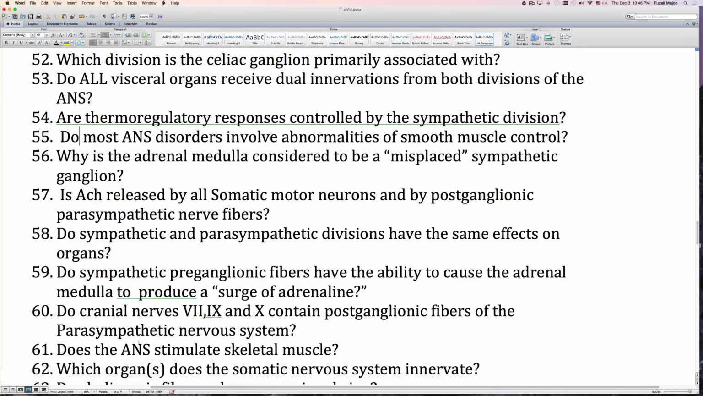Number 65. What is another name for the craniosacral division? There could actually be two answers for this. Number 66. Does information get transmitted at the synapse of autonomic ganglia from preganglionic to postganglionic neurons?